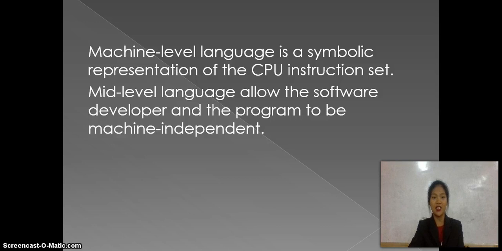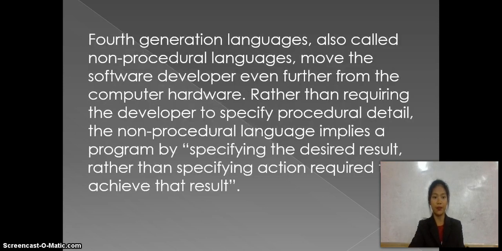Machine-level language is a symbolic representation of the CPU instruction set. Mid-level language allows the software developer and the program to be machine-independent. Fourth-generation languages, also called non-procedural languages, move the software developer even further from the computer hardware. Rather than requiring the developer to specify procedural detail, the non-procedural language implies a program by specifying the desired result rather than specifying the action required to achieve that result.